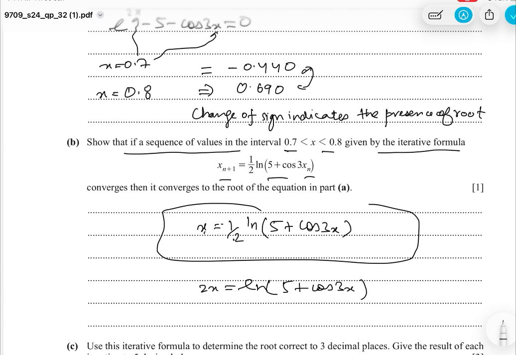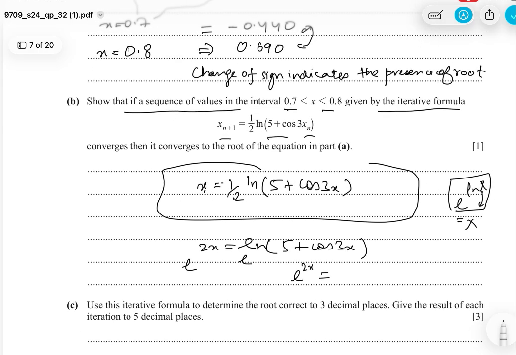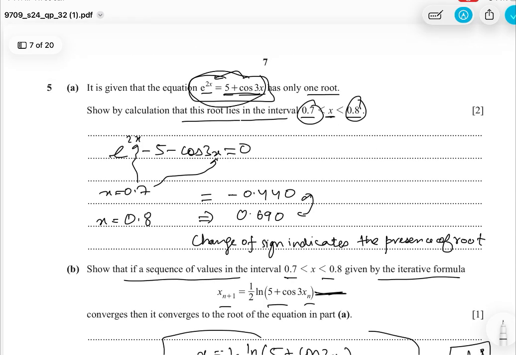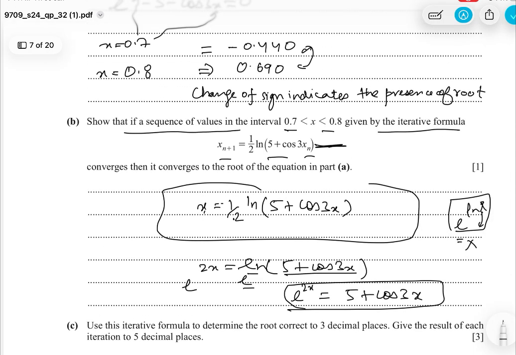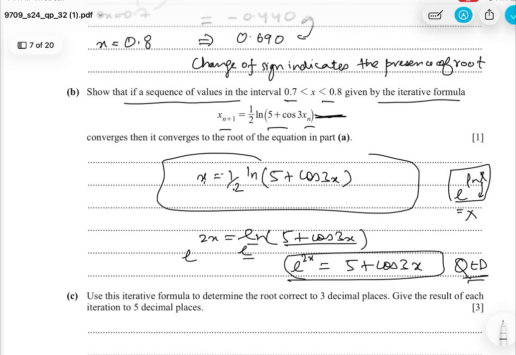Now take everything to the power of e. All of us know that e to the power ln x is x. So this would be e to the power 2x equals 5 plus cos 3x. This is your answer. See, we can frame this equation like this one. So we'll write QED after this. Okay. Hence proved. Now use this iterative formula to find the root correct to 3 decimal places.